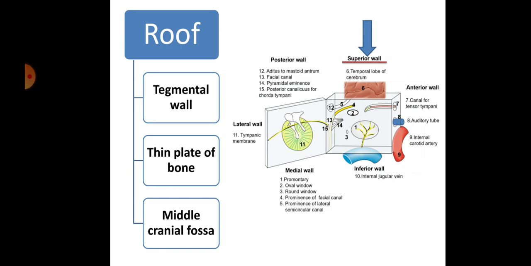This tegmen tympani is part of the petrous part of the temporal bone, which separates the middle cranial fossa from the middle ear. This is the middle ear, and the upper part is the middle cranial fossa. Between these two structures there is a thin plate of bone, and this thin plate of bone is called the tegmen tympani. Because of that reason, this roof is also known as the tegmen wall.